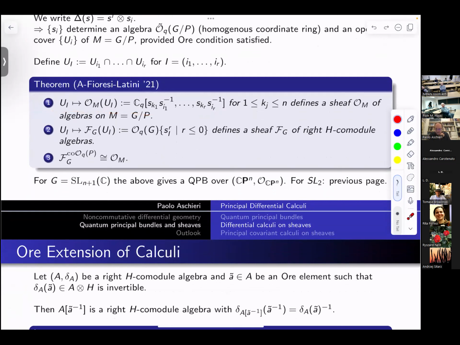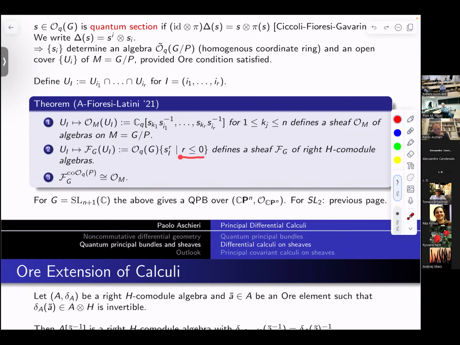These successive localizations give a sheaf of algebras over the projective variety. Here the U_i, as in the case of SL2, are defined as the opens such that, okay, let's just write this. In the classical case, there are opens V_i where these elements s_i are invertible, and these opens V_i project to opens U_i. These are the opens that we consider.